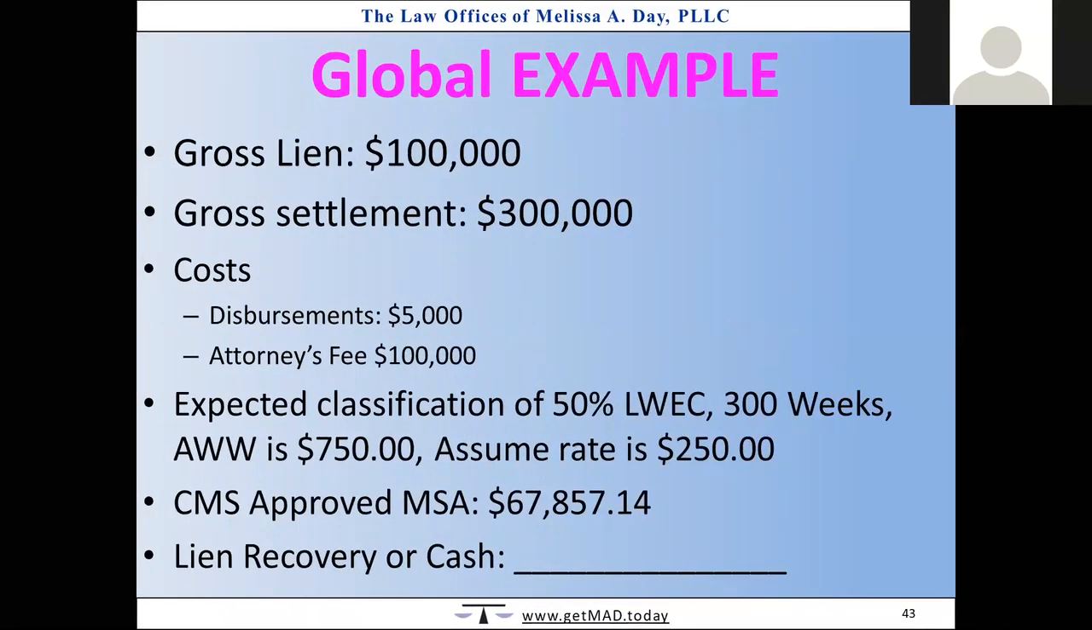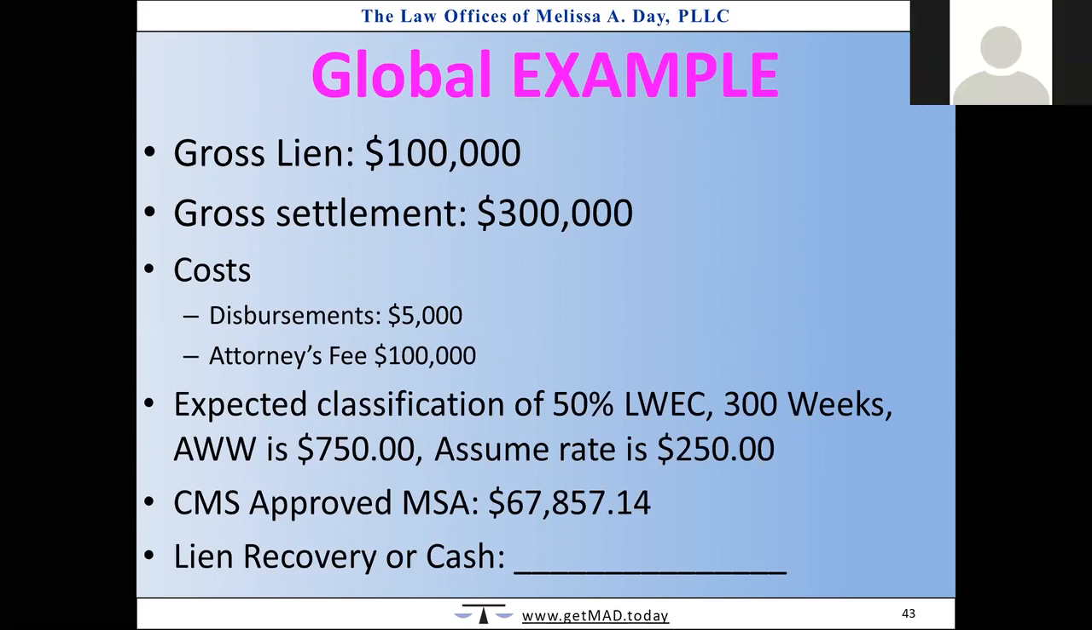Here's our global example. Let's assume that your gross lien is $100,000. The gross amount of the settlement is $300,000. There are costs associated with obtaining this recovery for a total of $105,000: attorney's fees of $100,000, which is a third of $300,000, and disbursements of $5,000. Let's assume that the claimant has an expected classification of a 50% LWEC, which would entitle him to 300 weeks of PPD benefits. The average weekly wage is $750, and let's assume that the weekly rate is $250 a week.